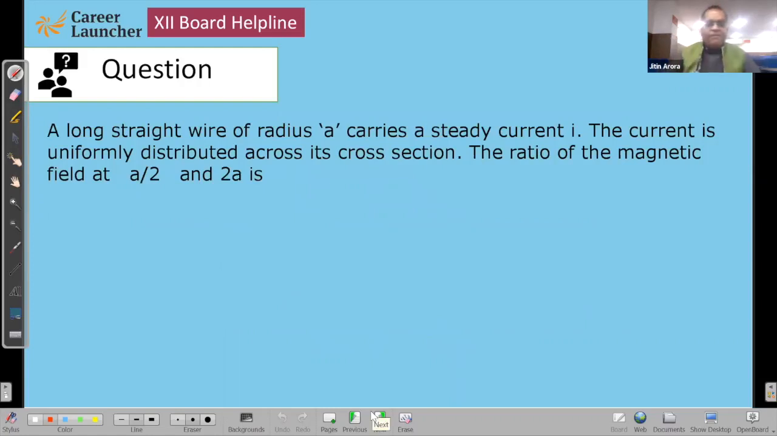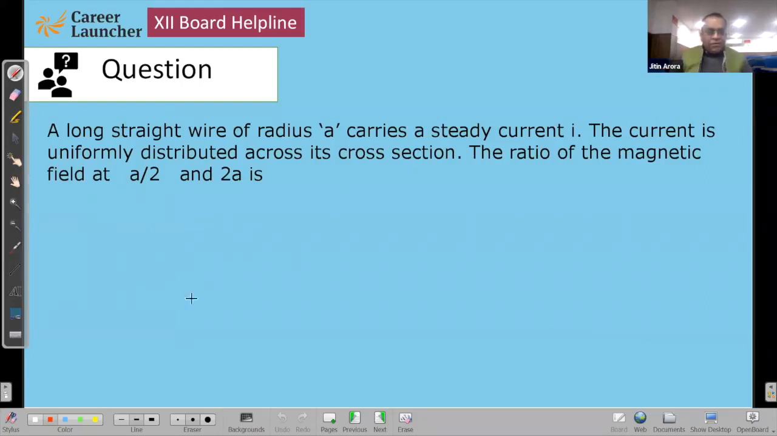अगले क्वेश्चन पे आते हैं. A long straight wire of radius small a carries a steady current I. The current is uniformly distributed across its cross section. The ratio of magnetic field at a by 2 and 2a. So एक point, one of the points is inside the conductor and the other point is outside the conductor.